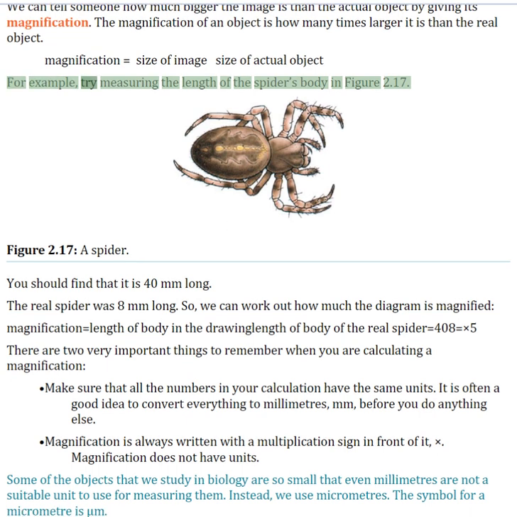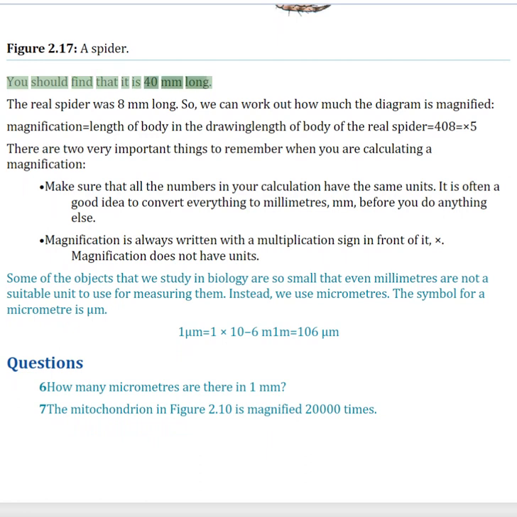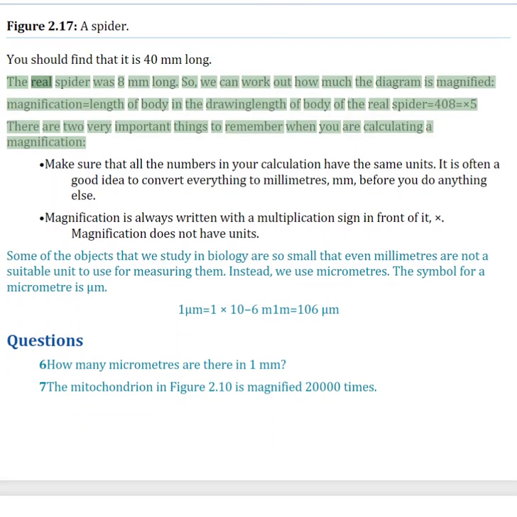For example, try measuring the length of the spider's body in Figure 2.17. Figure 2.17, a spider. You should find that it is 40 millimeters long. The real spider was 8 millimeters long. So, we can work out how much the diagram is magnified. Magnification equals length of body in the drawing divided by length of body of the real spider, equals 40 divided by 8, equals 5.